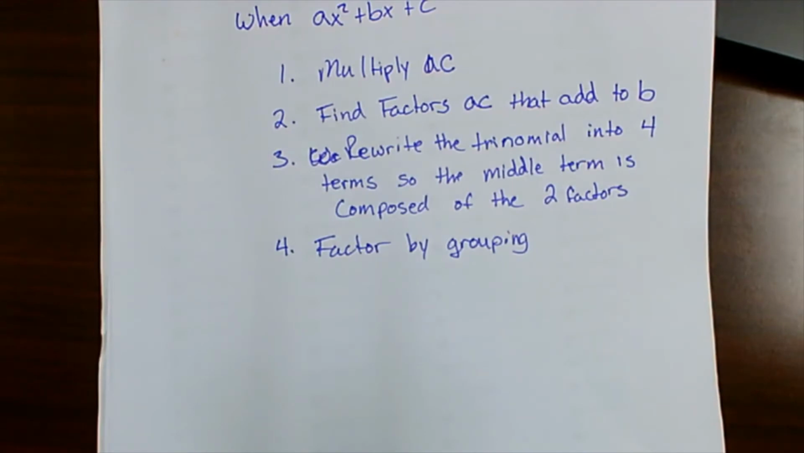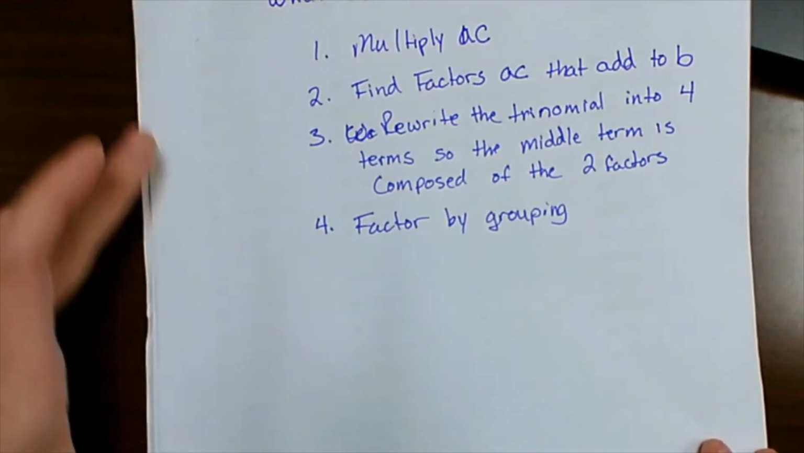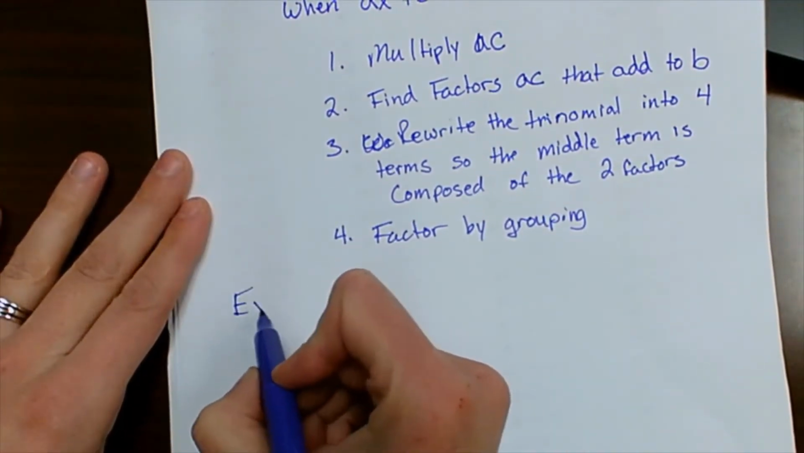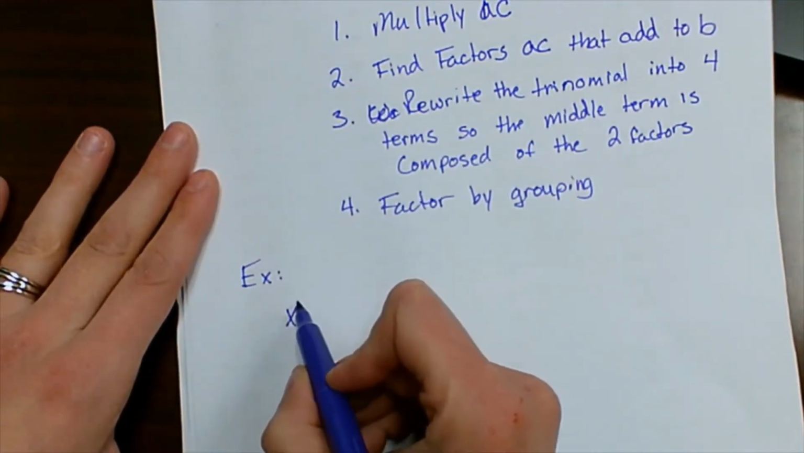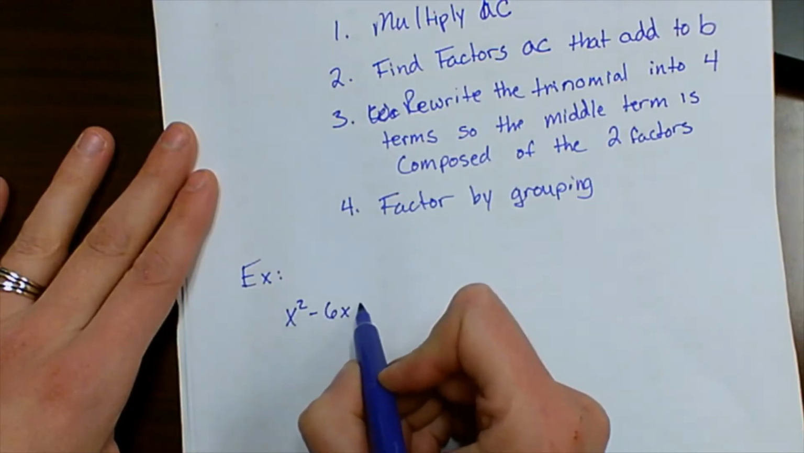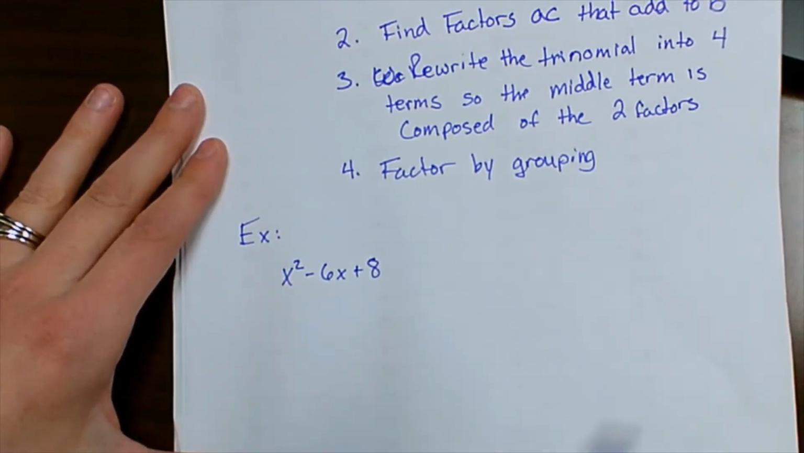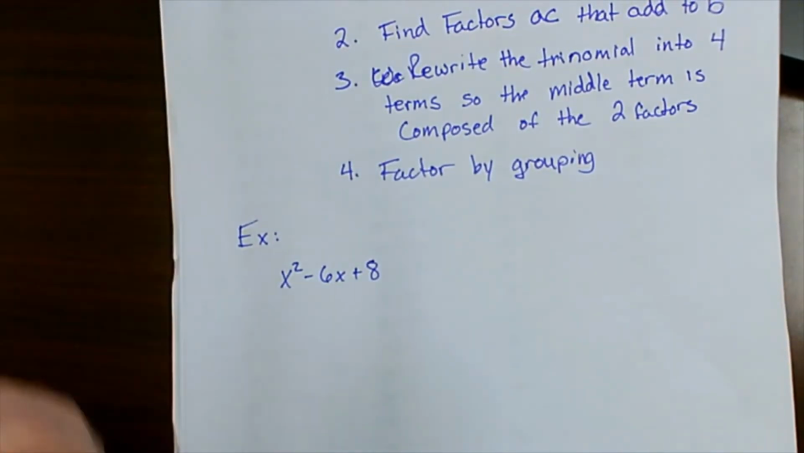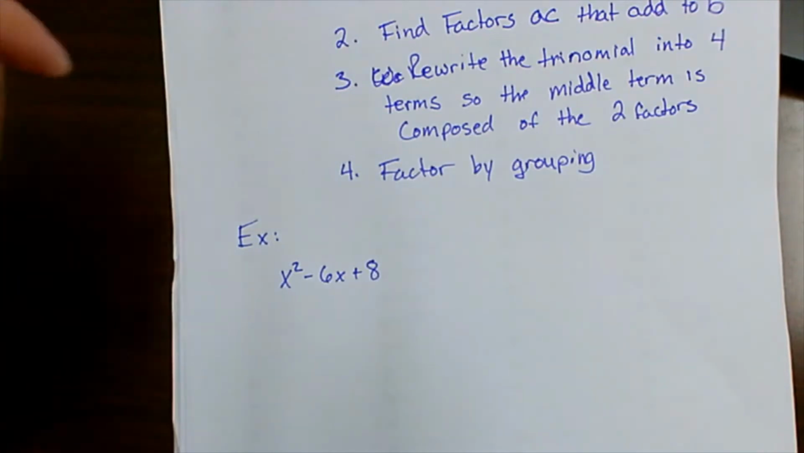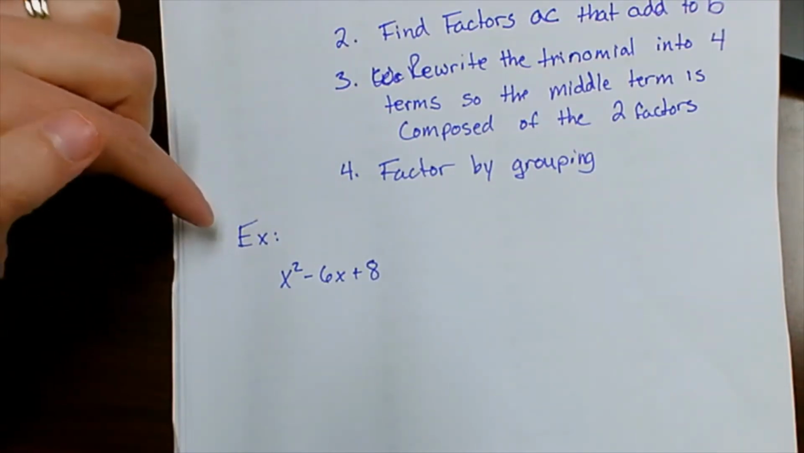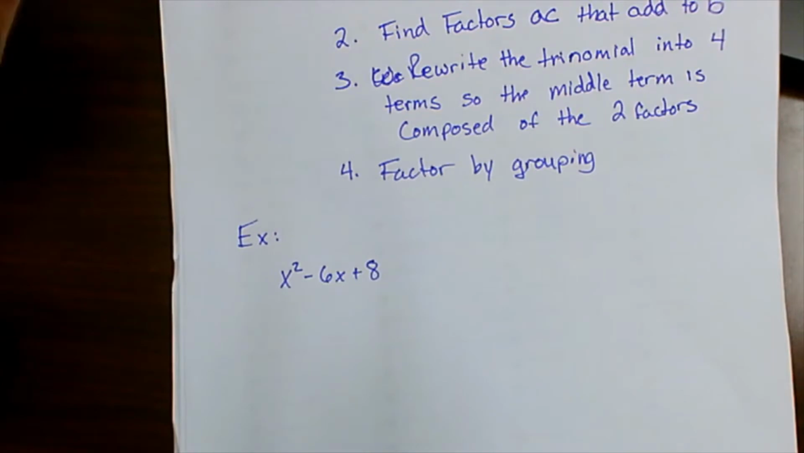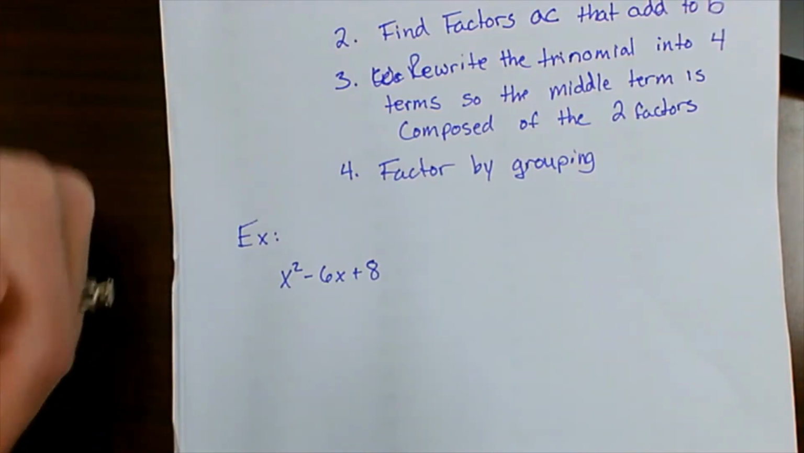After you factor by grouping, you will get your answer, and then you can check your answer by doing the FOIL method to make sure you're correct. So here's some examples. There's a shortcut to the trinomials with a leading coefficient of 1. But I'm going to go ahead and use the AC method on this one so that we can see that we can get straight to our answer.